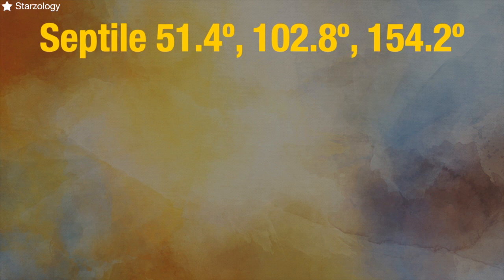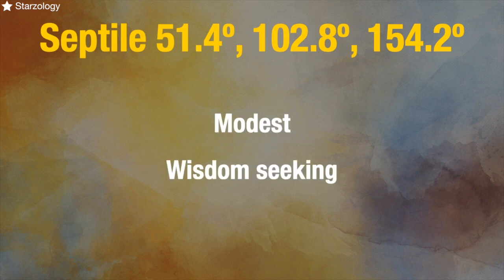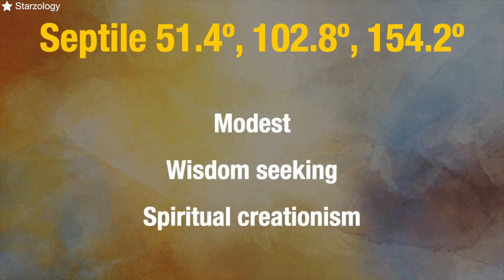The other reason is because when you divide the chart by 7, it breaks it into a non-whole number. So you have a fraction. This weakens the actual meaning of these septiles and the efficacy of the septile suite of aspects within your chart. So some keywords for the septile suite are modest, wisdom seeking, and spiritual creationism.